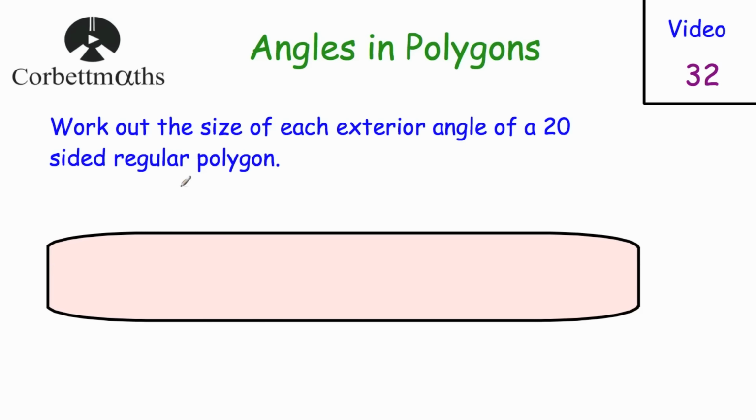So this is a regular polygon, so that means that all the interior angles are the same size, and also all of the exterior angles are the same size. It's got 20 sides, and we know that all the exterior angles will always add up together to give you 360 degrees. So if we divide 360 by 20, we will find the size of each exterior angle. 360 divided by 20 is 18. So each of the exterior angles will be 18 degrees. We'll have 20 exterior angles and they'll all be 18 degrees each.